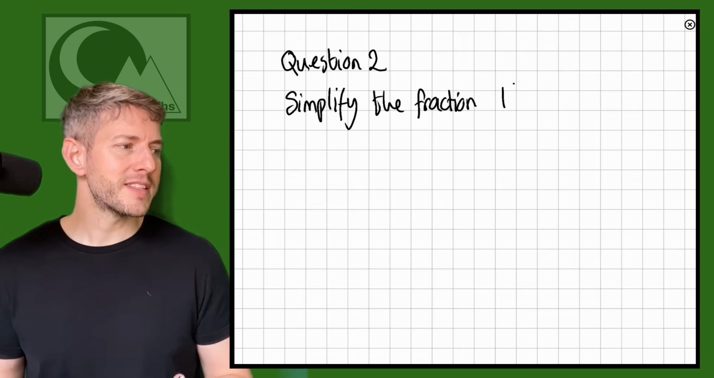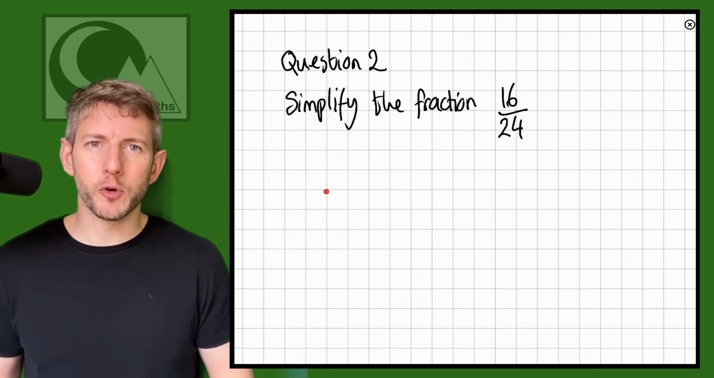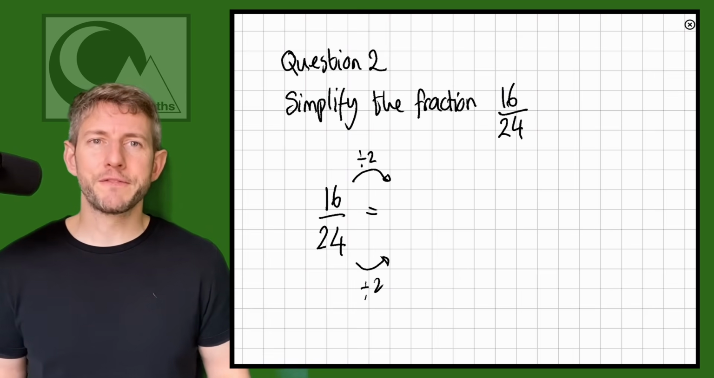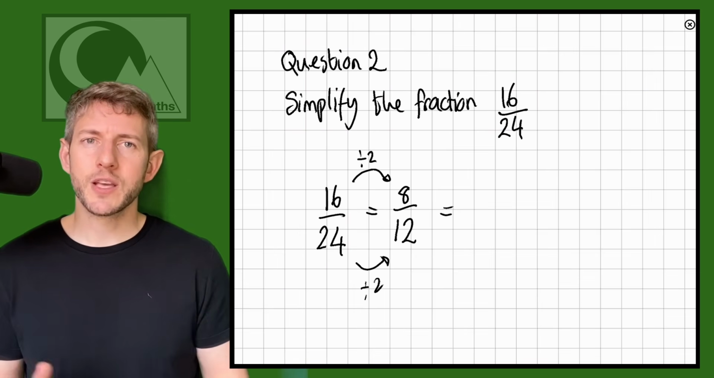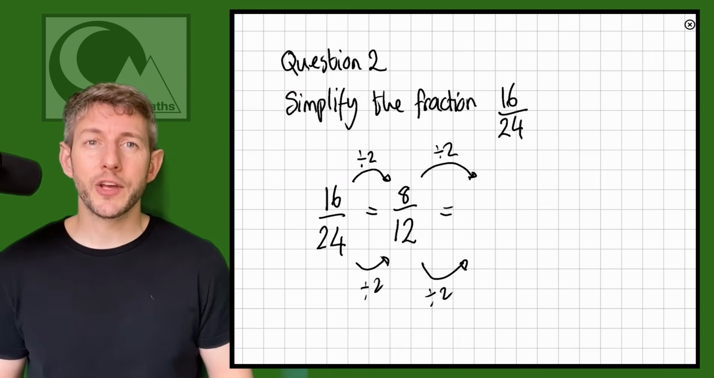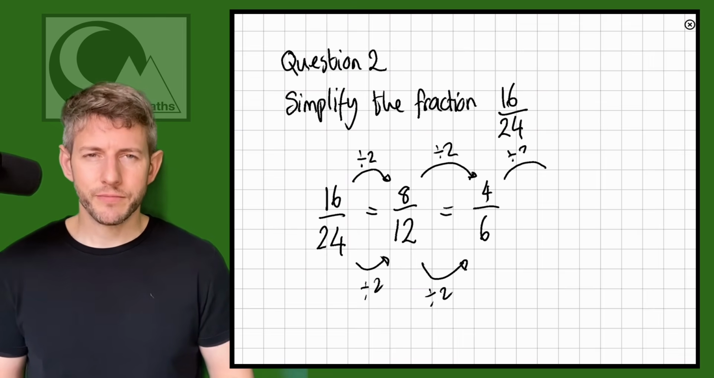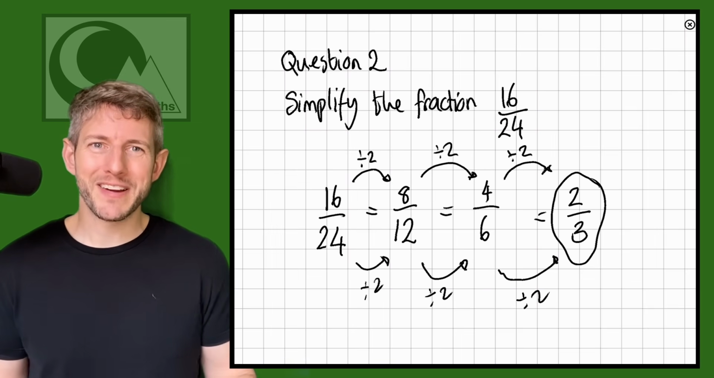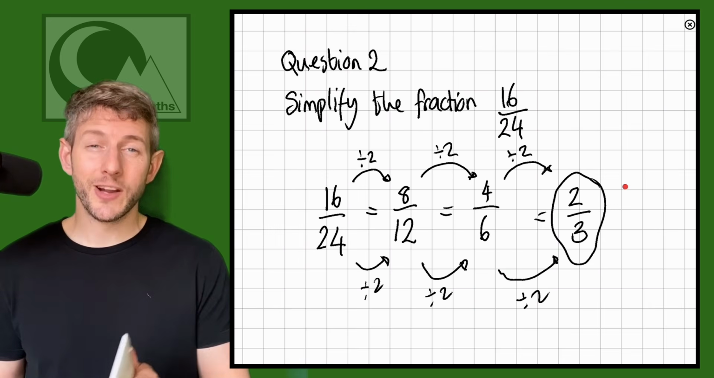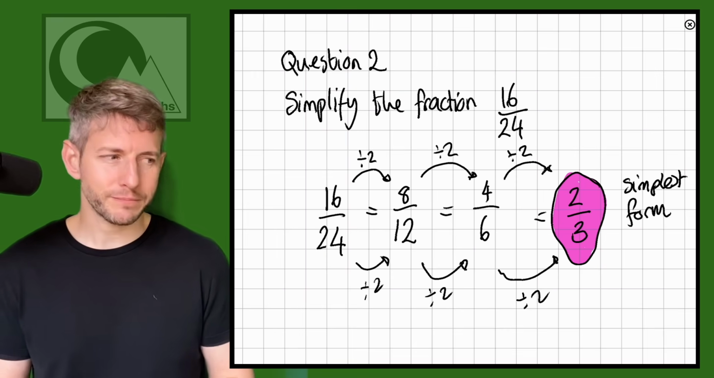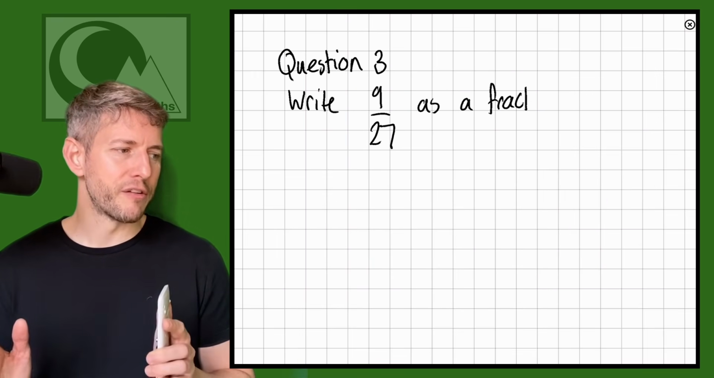Right, let's have a go at question 2. Question 2 tells us simplify the fraction 16 over 24. So again, two even numbers, so we can halve them both. So half of 16 is 8, half of 24 is 12. Okay, so we're at 8 over 12. We can halve them again. Halving them again gives us 4 over 6. Halving them again will give us 2 over 3. Right, there we go, 2 over 3 again. So we now know that 16 over 24 is 2 over 3 as a fraction in its simplest form.